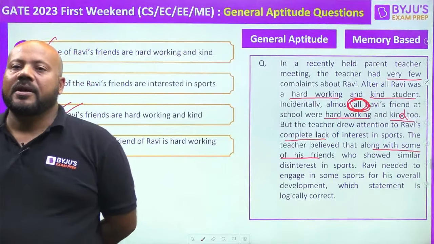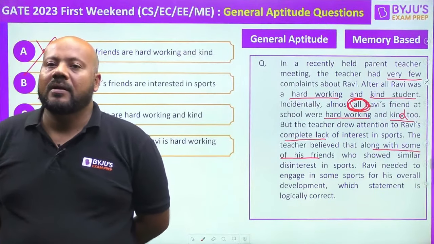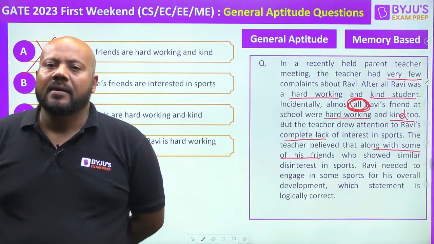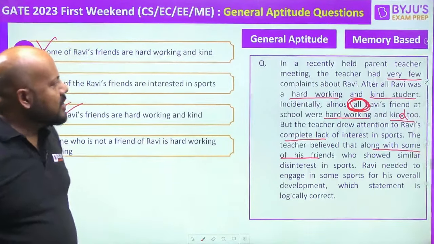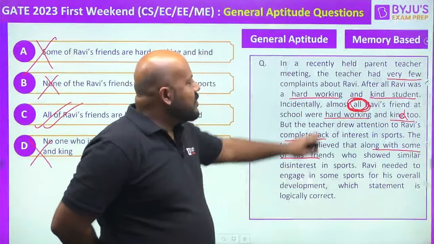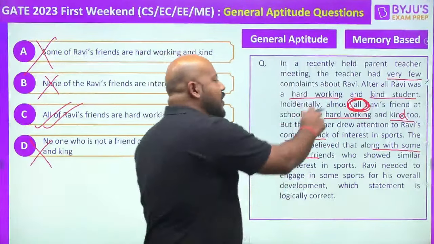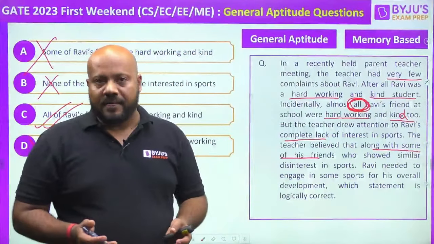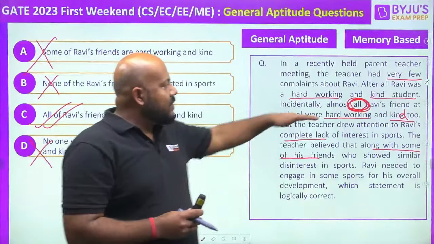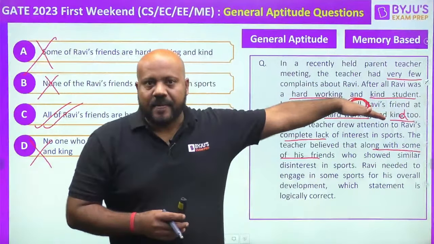Ajay Krishna is saying, sir, but they do not mention "all" straightly. They said almost. See, almost all is written, but almost all means all. Almost all means all. Are you getting this? Otherwise, they would have written some of Ravi's friends.